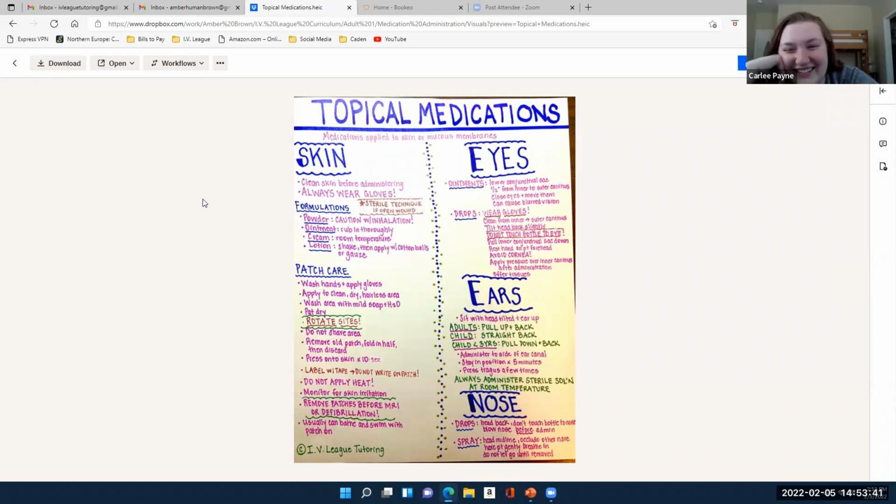Now you can just use clean technique unless there's an open wound. If you're applying medications to an open wound, it needs to be sterile. Because, well, sepsis.